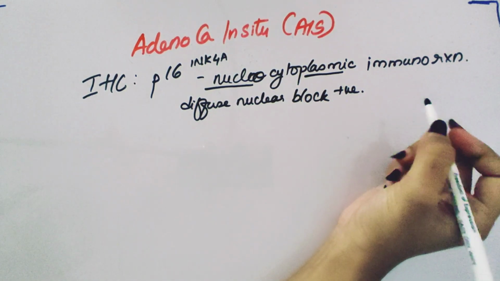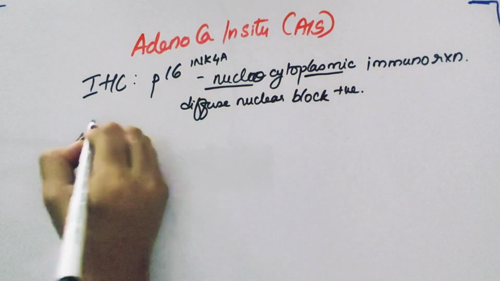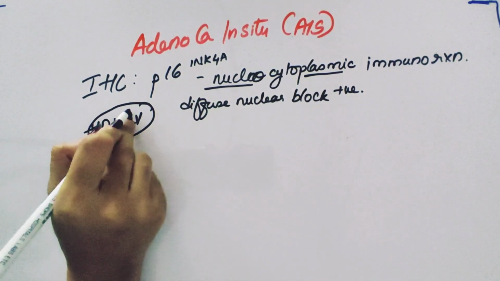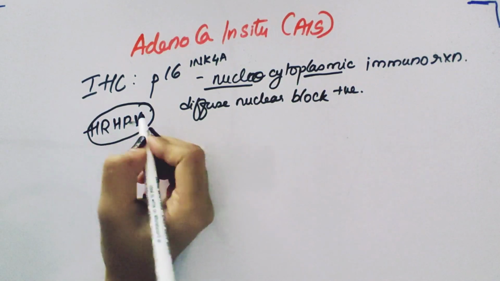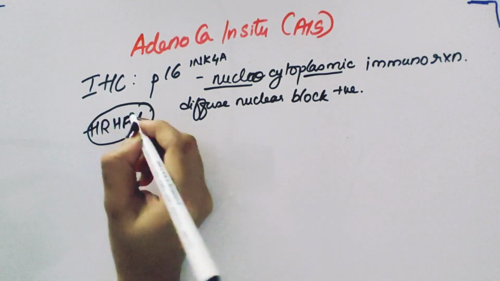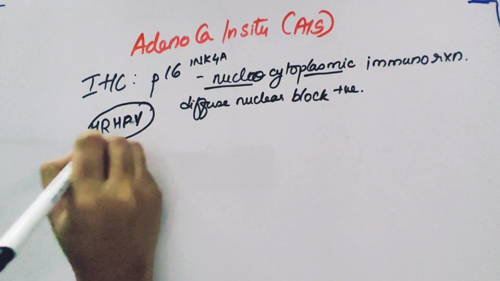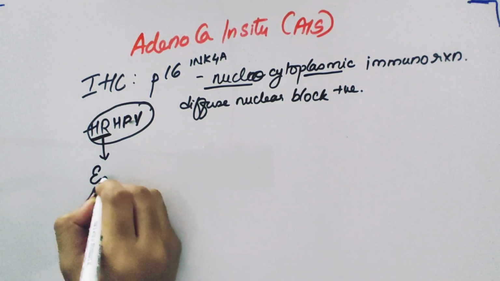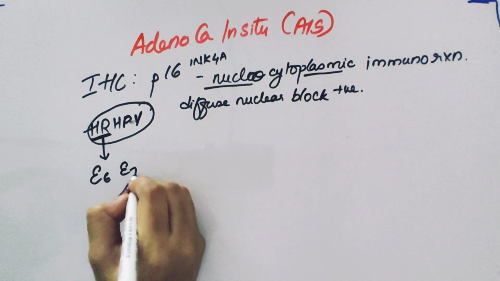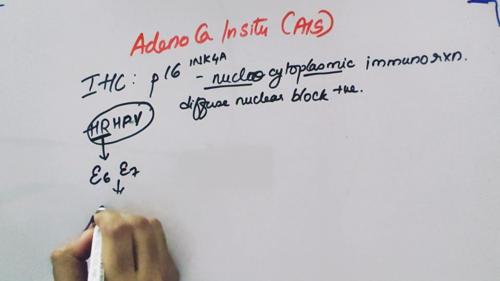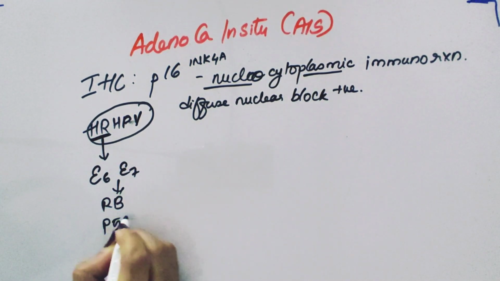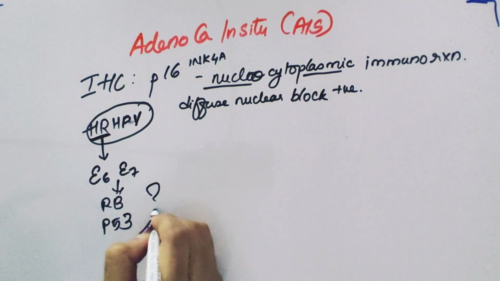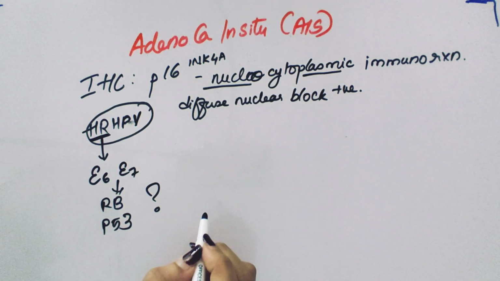So P16 is the immunohistochemistry you do to identify HPV, mainly high risk HPV. So how does P16 get overexpressed when there is high risk HPV infection? You know that high risk HPV viruses produce E6, E7 proteins and they act on the RB gene and P53 gene to cause carcinogenesis. Is there something related to that, why P16 is overexpressed?